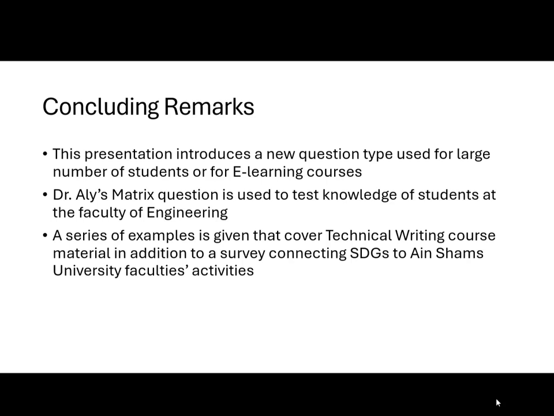My concluding remarks is that this presentation introduces a new question type used for large number of students or for e-learning courses. But this Dr. Aly's matrix is used to test knowledge of students at the Faculty of Engineering, and it gives a series of examples that cover technical writing course material that I teach, in addition to a survey connecting SDGs to Ain Shams University faculty's activities.